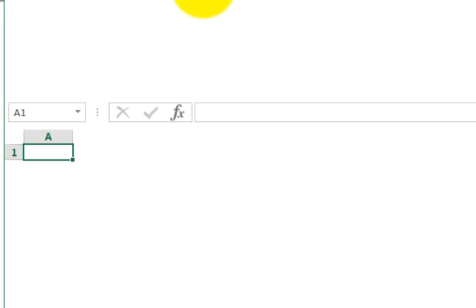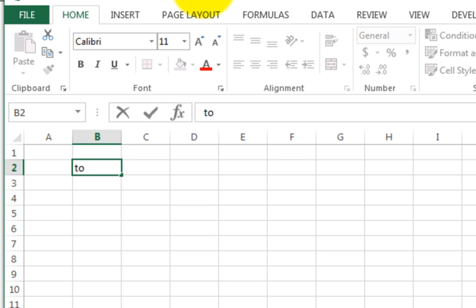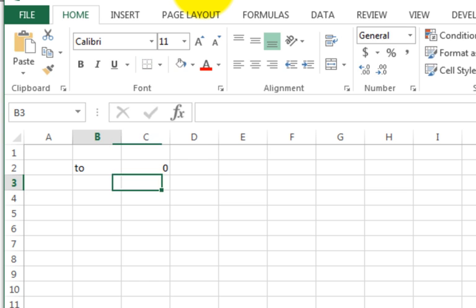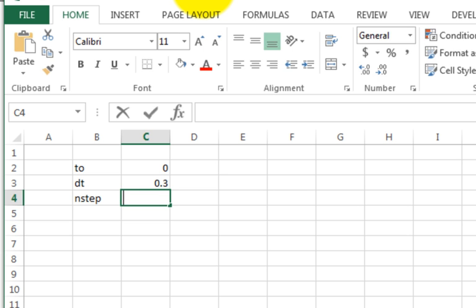So this is a new Excel spreadsheet. What I need to do is start putting in a bunch of cells for the basic data. We're going to start with time. The initial time is 0. The time step, dt, would be some value, maybe 0.3 seconds. And then the number of steps would be, I don't know, let's do 10 steps.